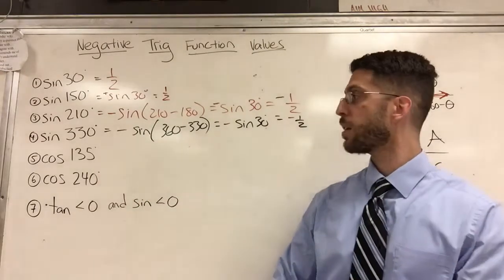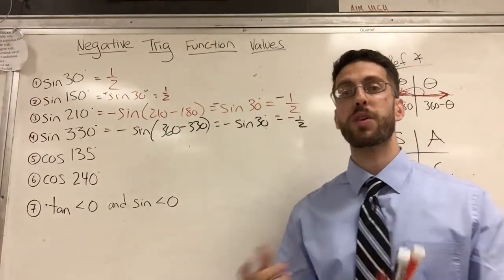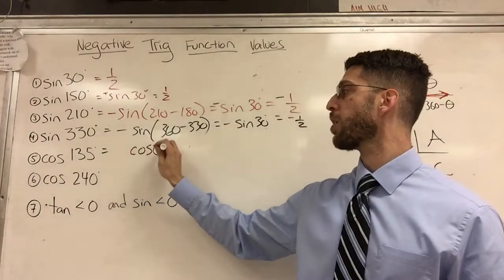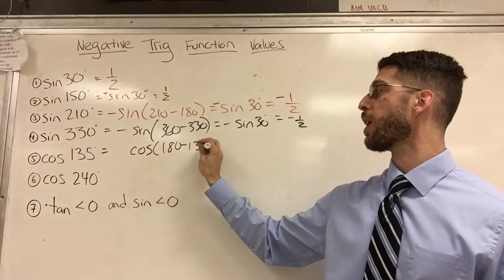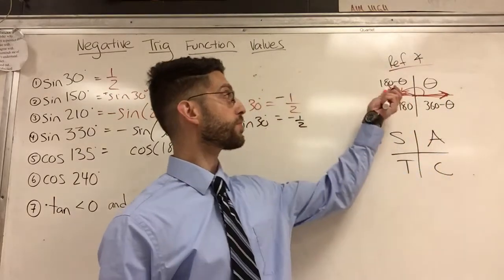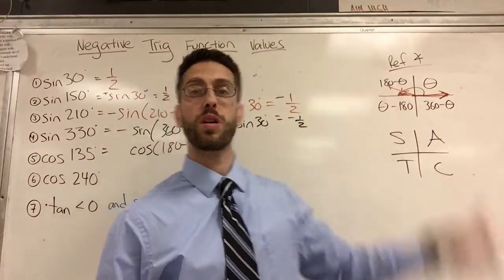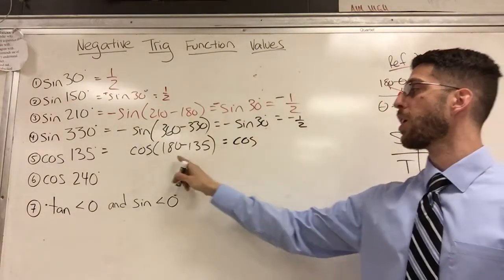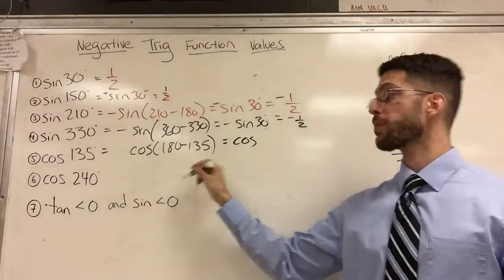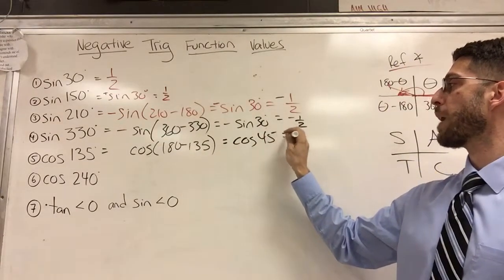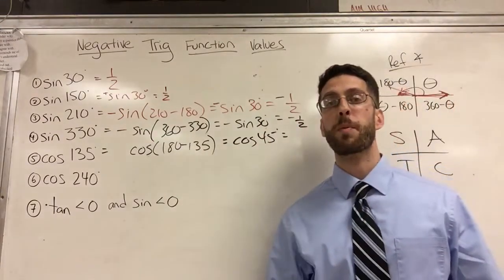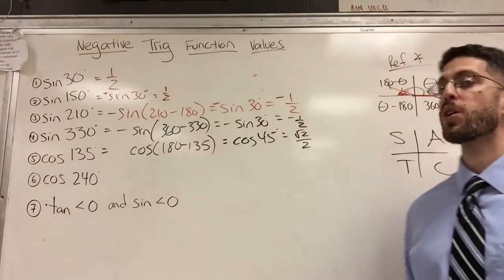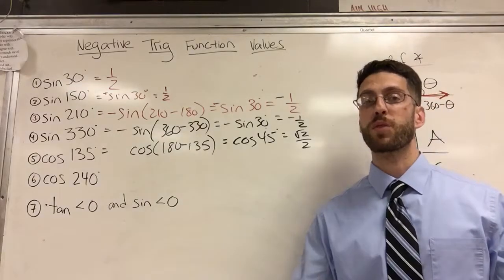Finally, we mix it up. Cosine of 135. So you've got to figure out what quadrant it's in. That's the same as the cosine of 180 minus 135, because 135 is in quadrant 2. So 180 minus 135 is really the same as saying the cosine of 45 degrees. And hopefully you now know, if you check that table or you memorized it, the cosine of 45 degrees is radical 2 over 2. The question is, is it positive or negative?